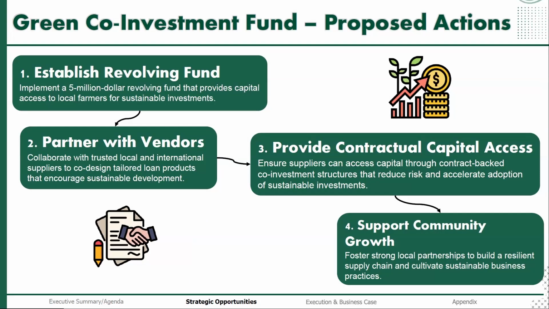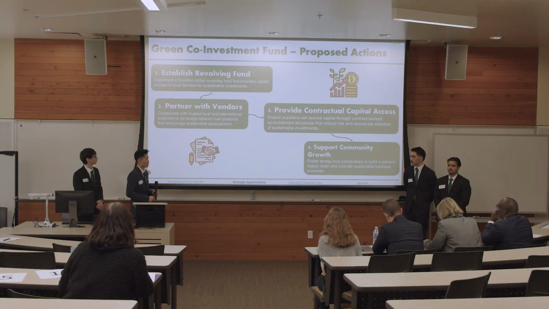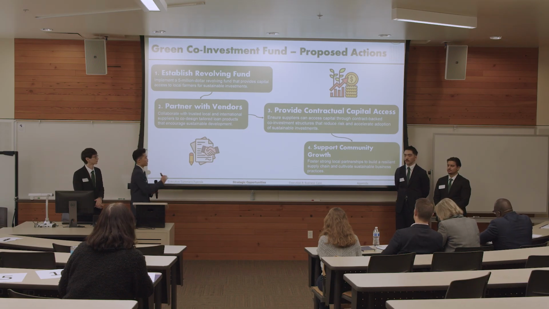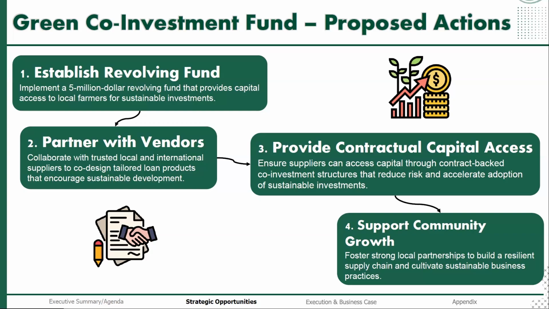So with proposed actions, we have 4 tightly linked steps that we will take. First, establishing the revolving fund of $5 million. Then partner with vendors, small, mid-sized to large, international, and local, to co-design and tailor loan products. And the most important step of this recommendation, provide contractual capital access. That means contract-backed operations and logistics needs. And that turns sustainability into not a speculative investment, but a bankable investment.